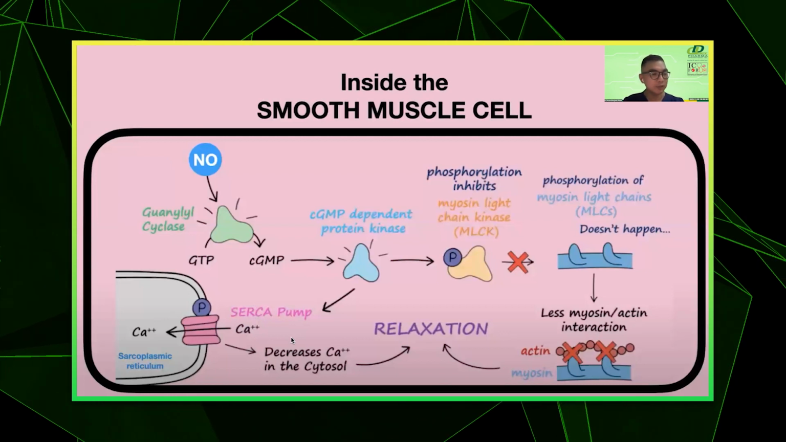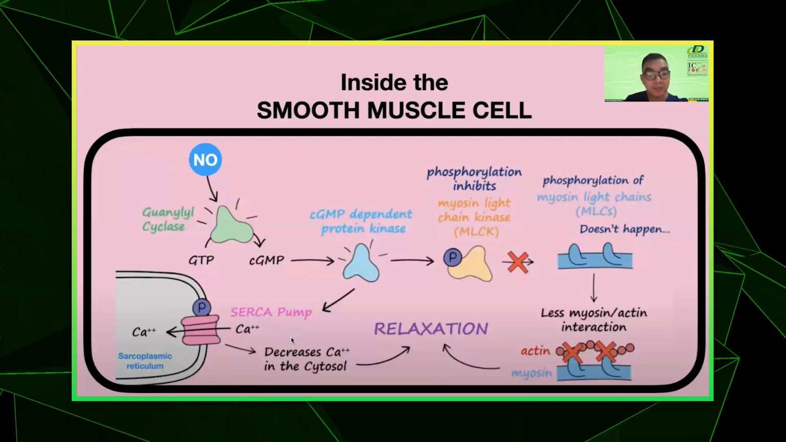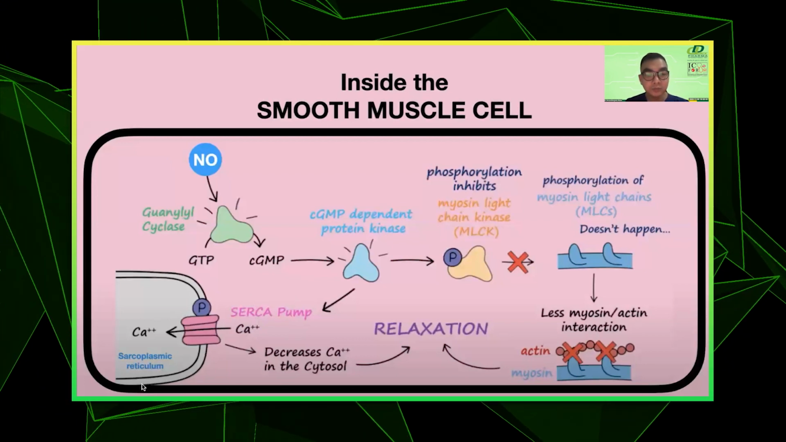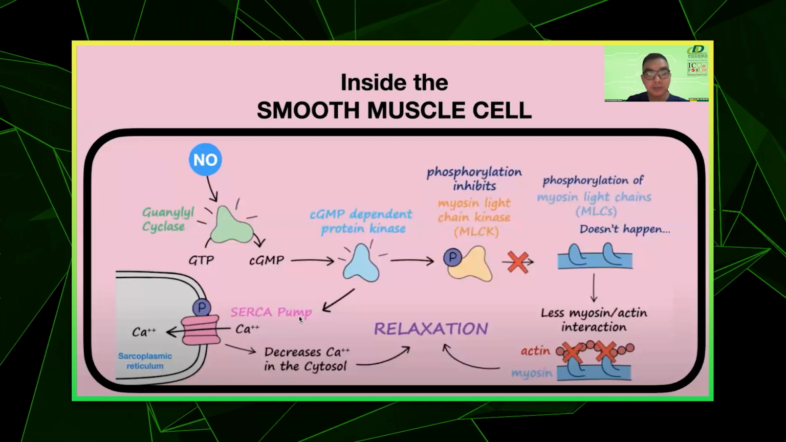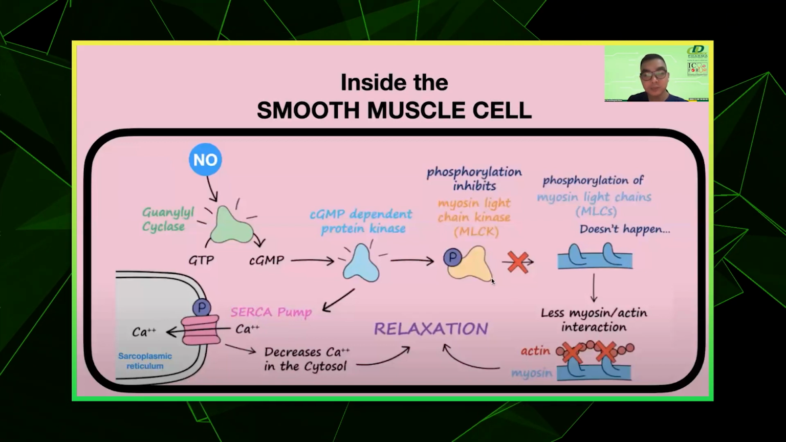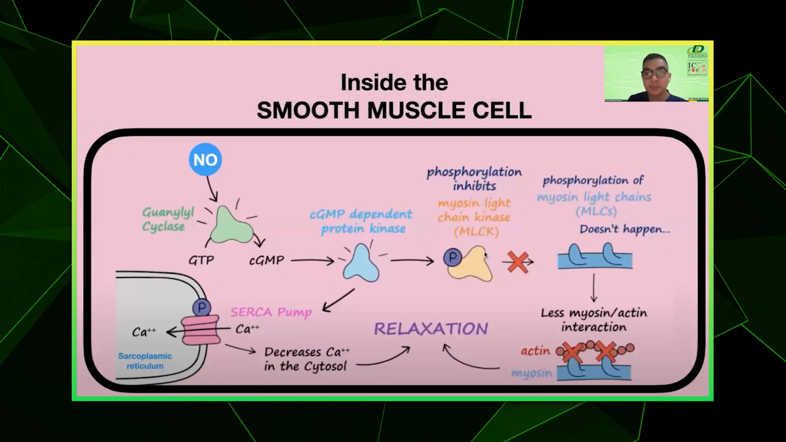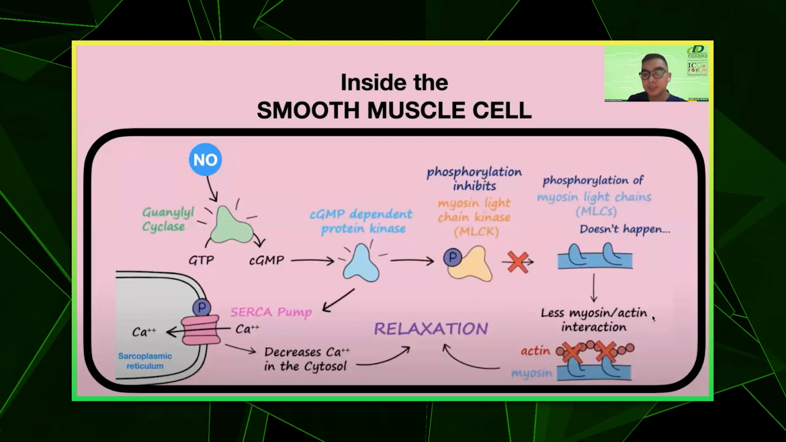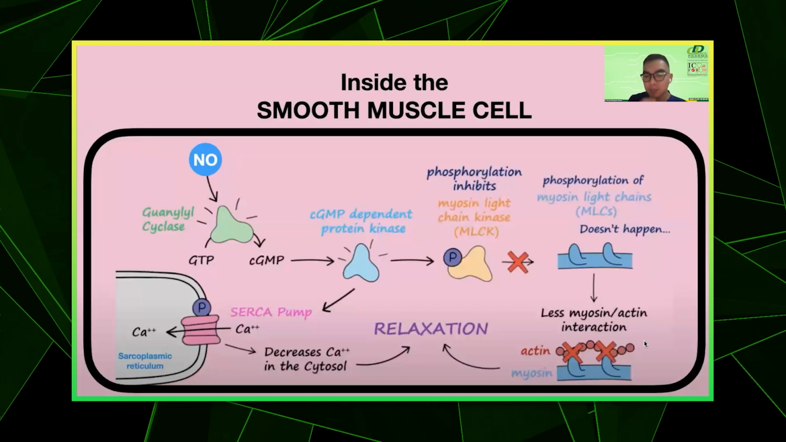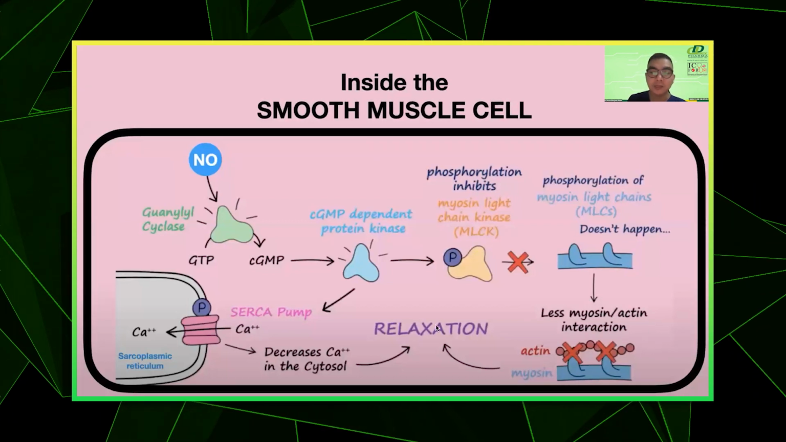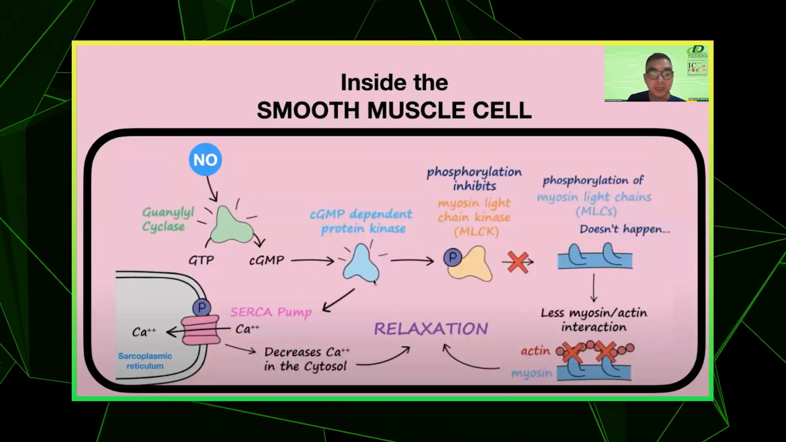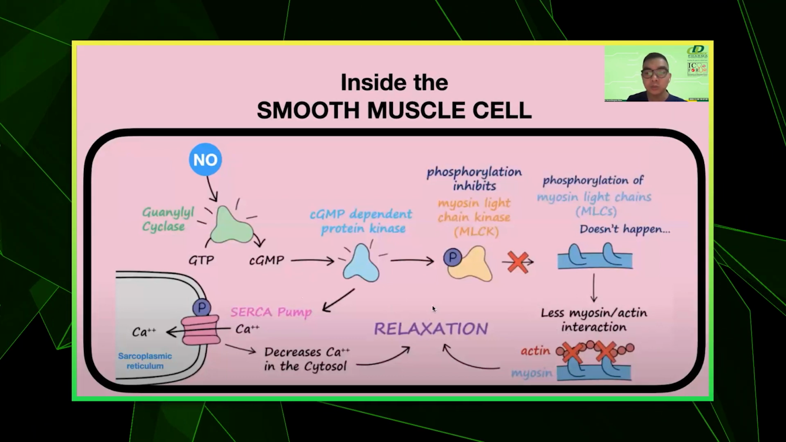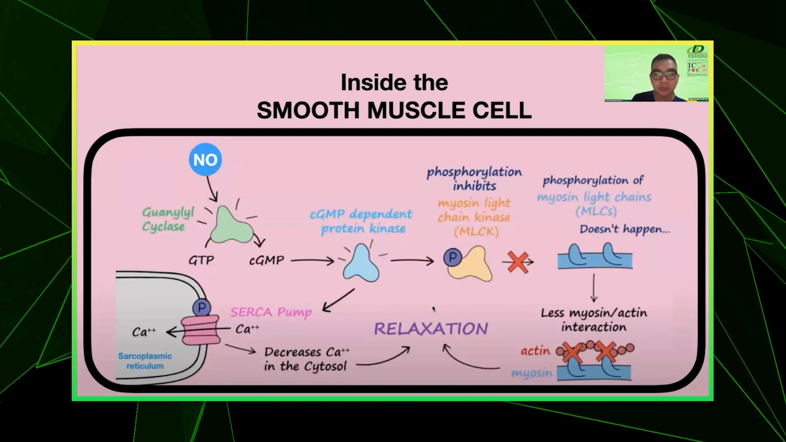There will be a decrease concentration of calcium inside the smooth muscle cells, and also phosphorylation of the myosin light chain kinase decreases the myosin actin interaction, which causes relaxation of the smooth muscle. So decreased intracellular calcium and decreased myosin actin interaction would cause relaxation of the smooth muscles, causing vasodilation.